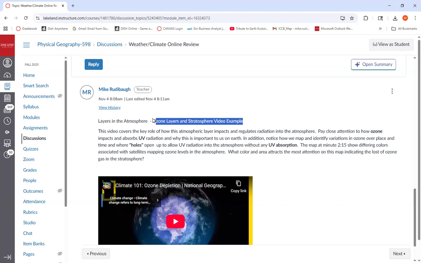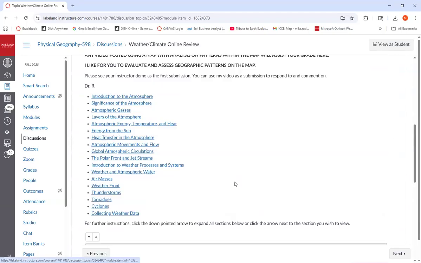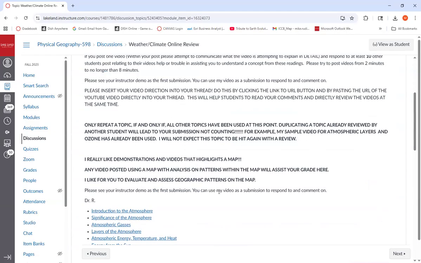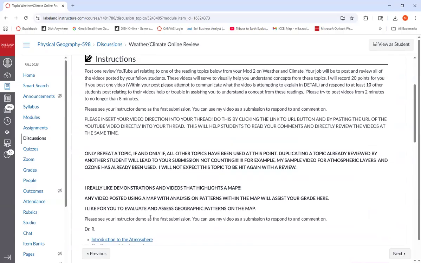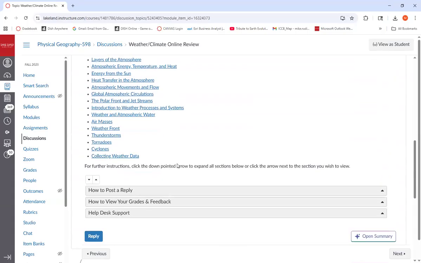Since we already did this with the 5 themes of geography of embedding a YouTube video, I love YouTube videos, but I also love to embed maps and having students understand and read a map for patterns and trends. So I'm going to give a demonstration of one of the topics that I want to pick, and I'm going to make a second post here.